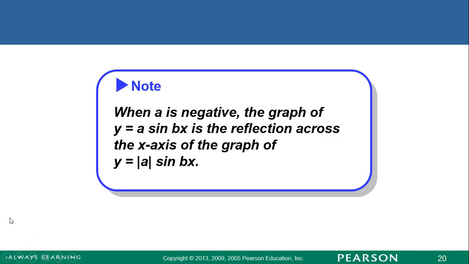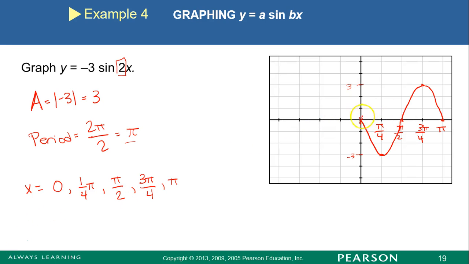So something you saw in the last example that I just did is this right here. It says when a is negative, the graph of a sine bx or a cosine bx is a reflection across the x-axis. So if we go back to this, instead of our sine wave going up and down and then back up, it started going down and up and then back down. So it's been reflected across the x-axis.